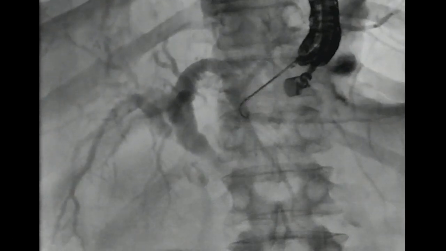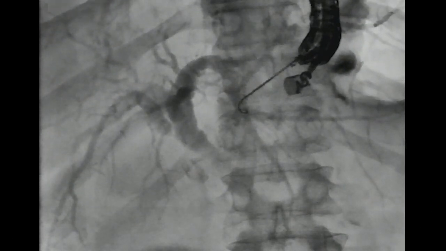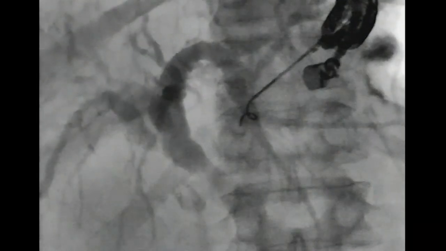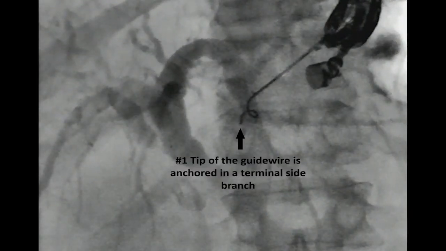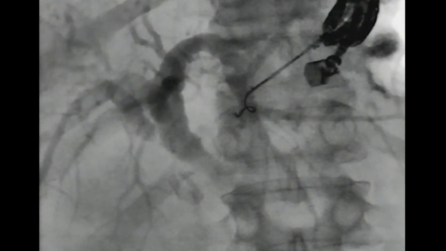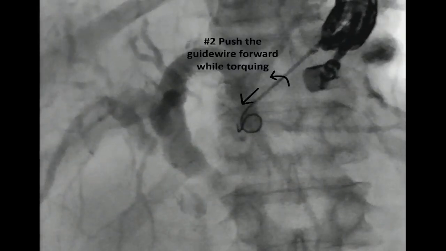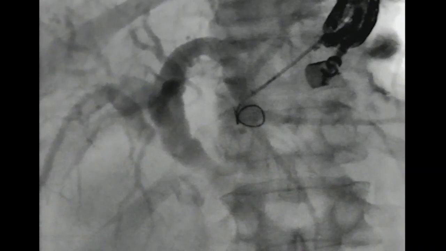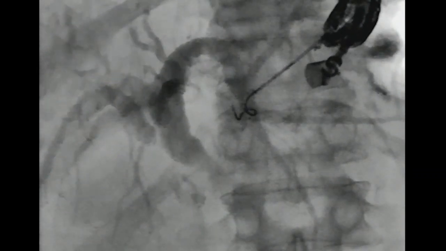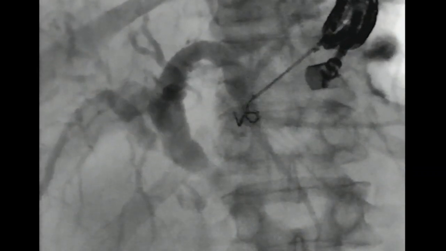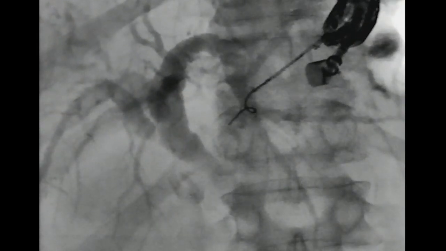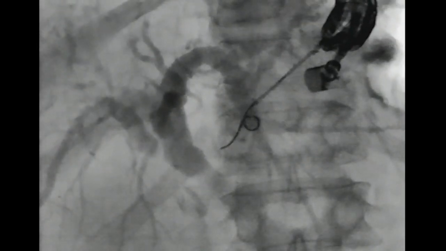Here, the guide wire is advanced until the tip is fixed in a terminal side branch. The guide wire is subsequently pushed forward while torquing. This typically results in formation of a loop. If the guide wire is kept close to the needle while doing this, the wire occasionally flips towards the opposite or hilar side of the liver. In this particular patient, despite trying this technique multiple times, the wire did not flip.